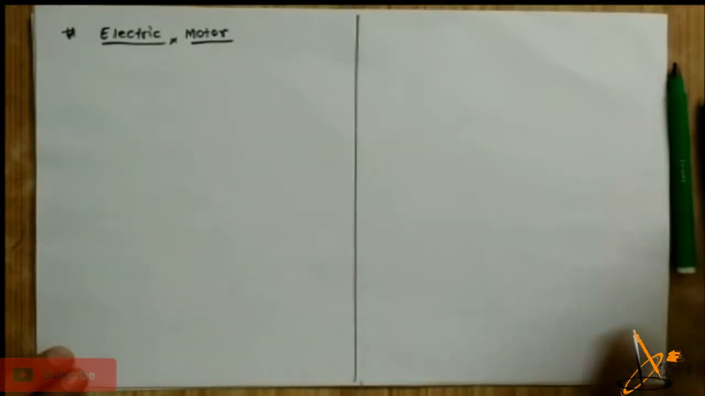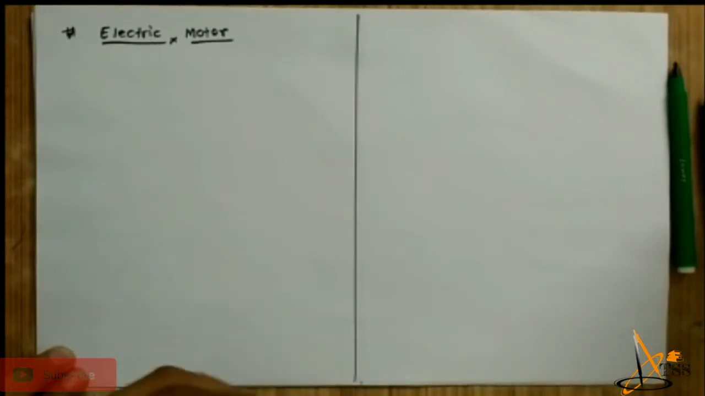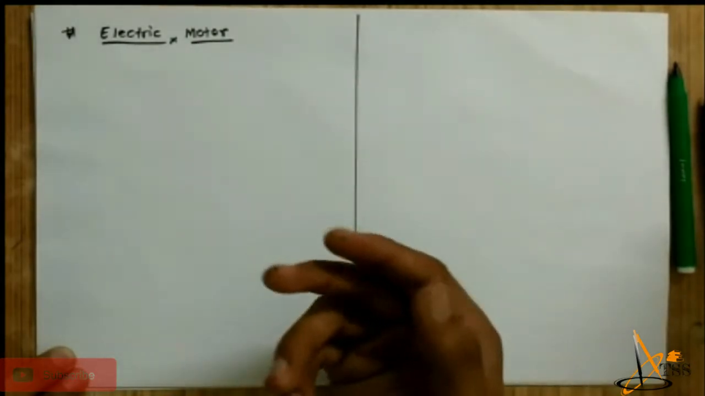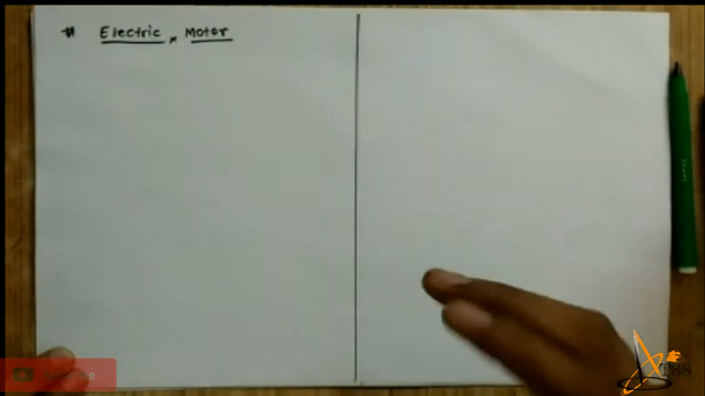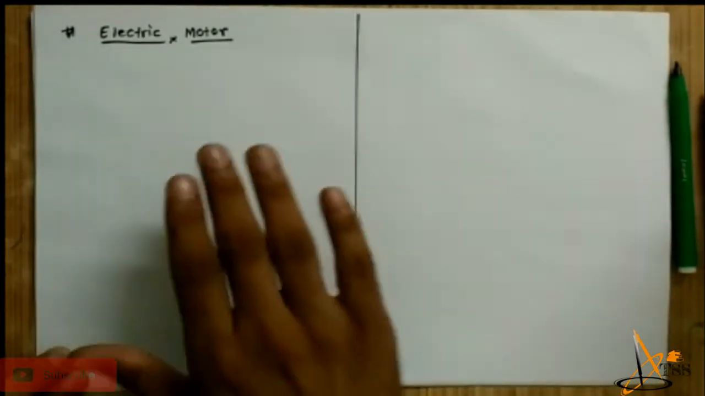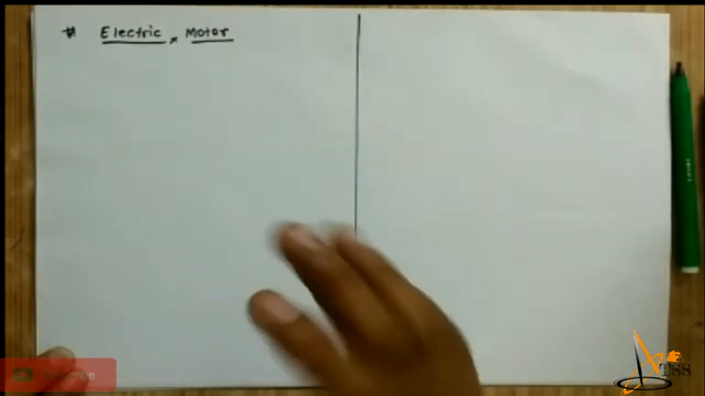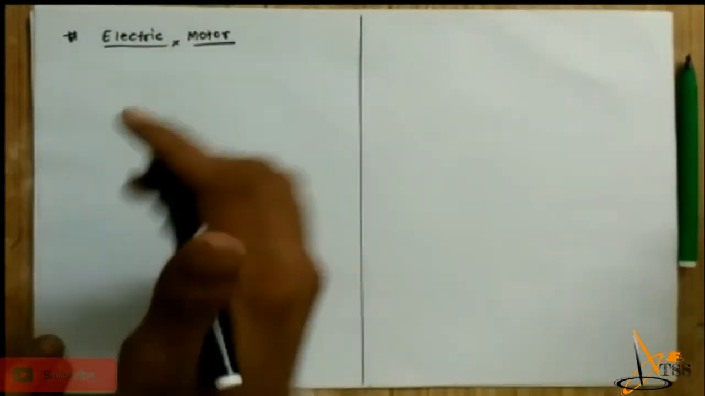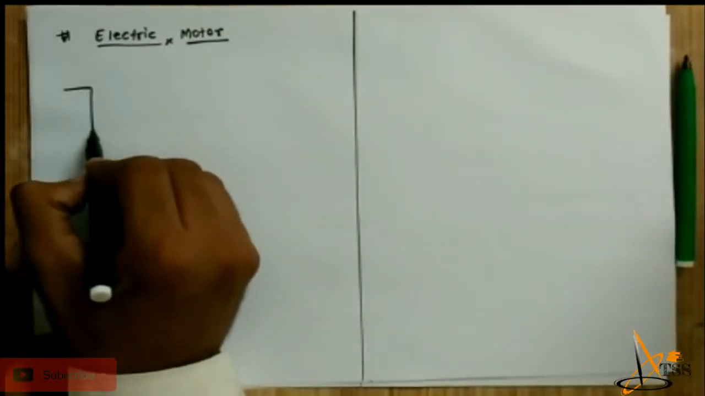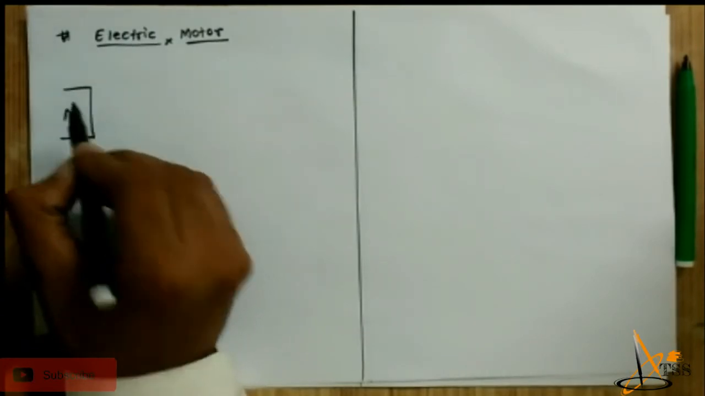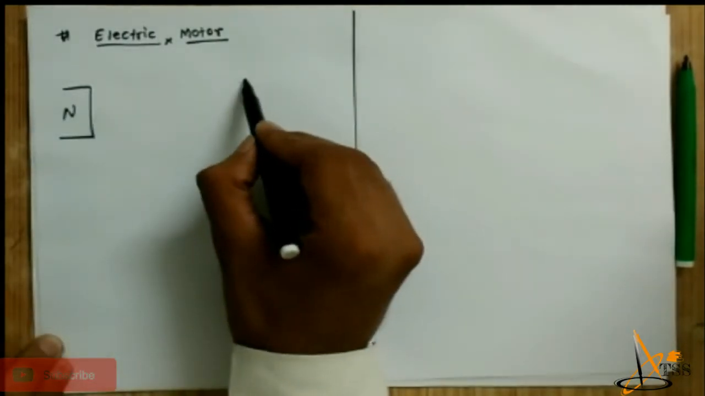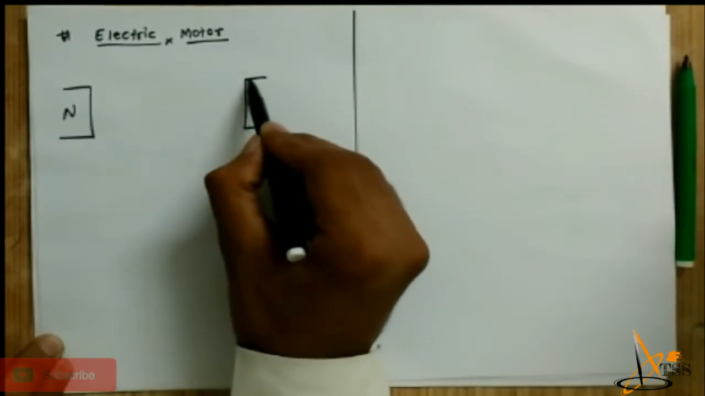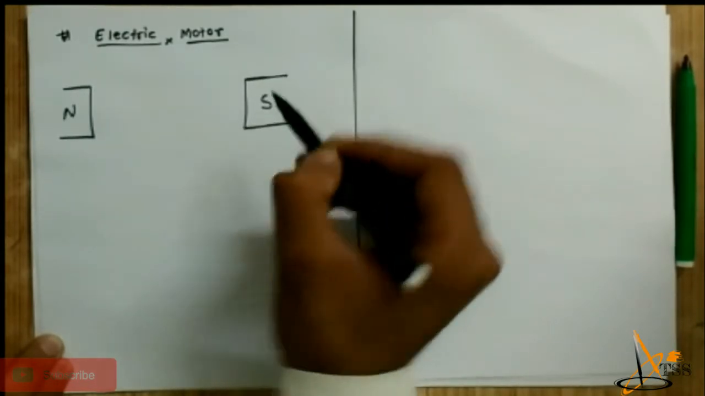Now, how will the principle that we have studied, that a current carrying conductor kept in an external magnetic field will experience a force, act on this electric motor? Let us explain the electric motor principle. Let us consider a magnet here, with a north pole and a south pole.